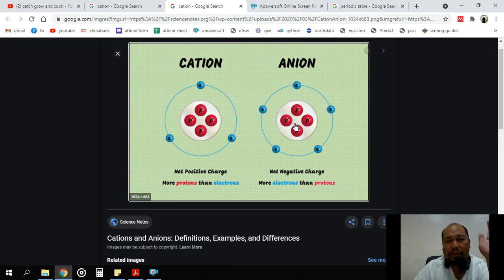Supposed to be in normal circumstances, a particle, a molecule, or an atom should have an equal number of protons, corresponding to an equal number of electrons. Neutral, yeah. So it's not called an ion. So once there are more electrons, it becomes negatively charged, and if there are fewer electrons compared to the protons, it becomes positively charged. Again, anions are negatively charged ions, cations are positively charged ions.